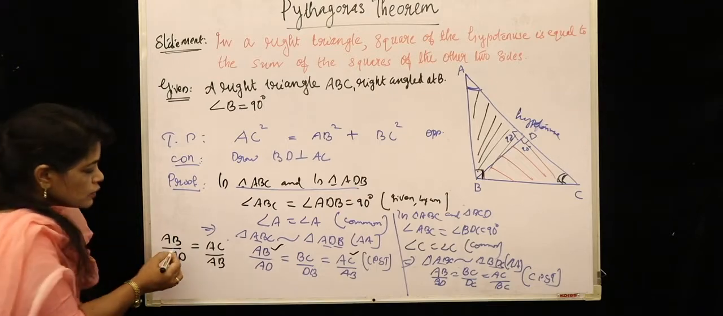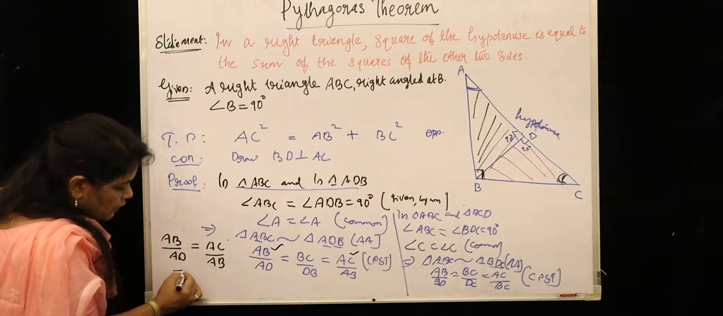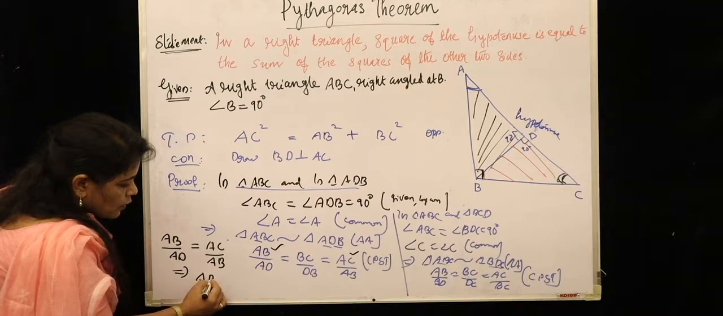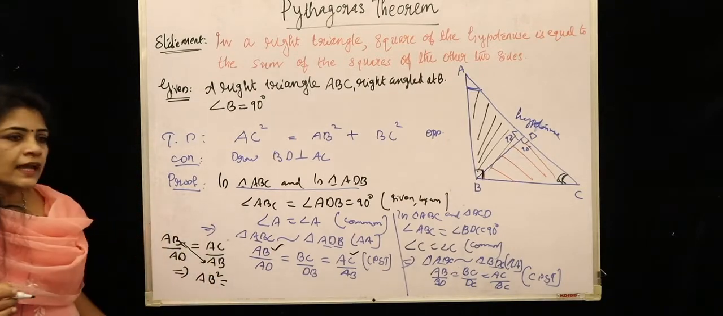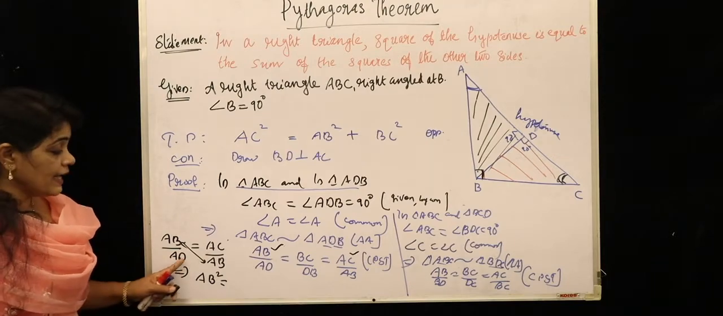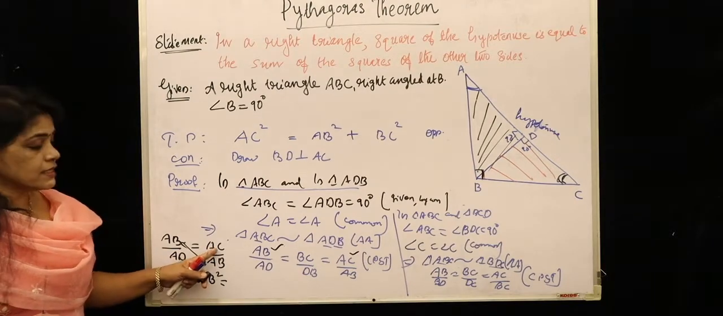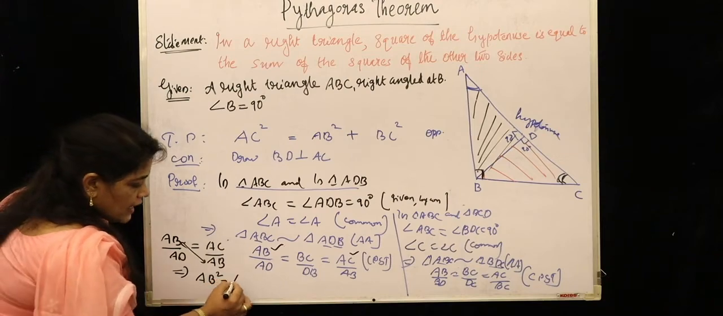Idea is clear, children? So, by cross multiplication, you will get AB square equal to these two multiplied, and the second cross product AD times AC or AC into AD.